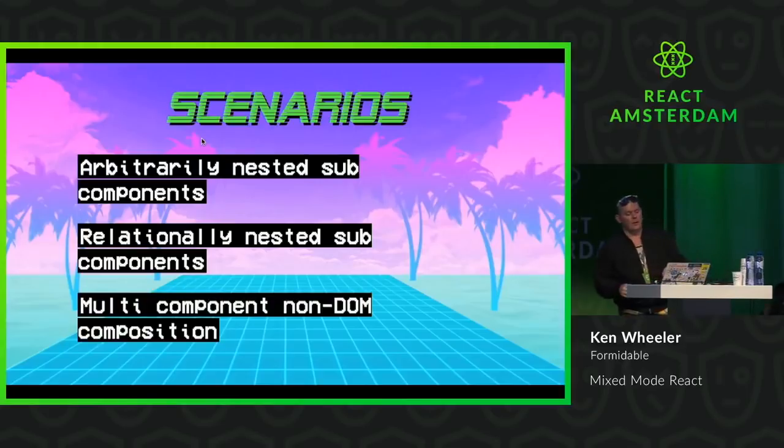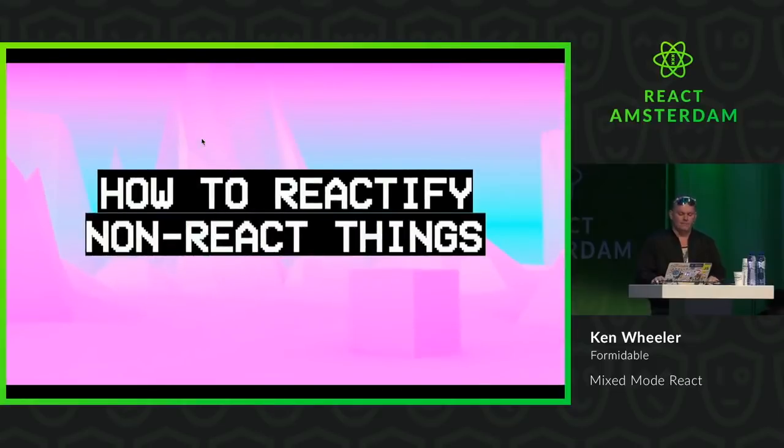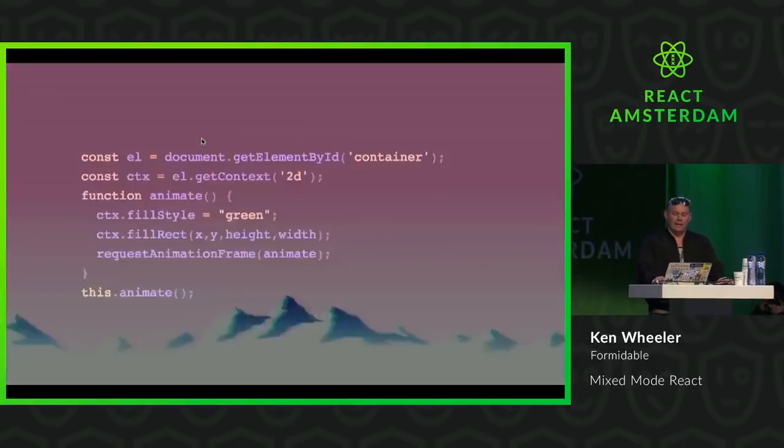And multi-component non-DOM composition, right? So if you want to take an API that's imperative, make it declarative, and you want to have a bunch of different components come together to compose something that you would normally write in a line, this is how you would do it, right? So let's talk about how to reactify non-React things.